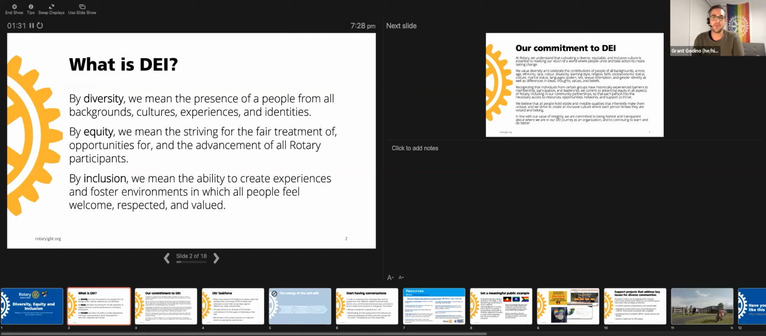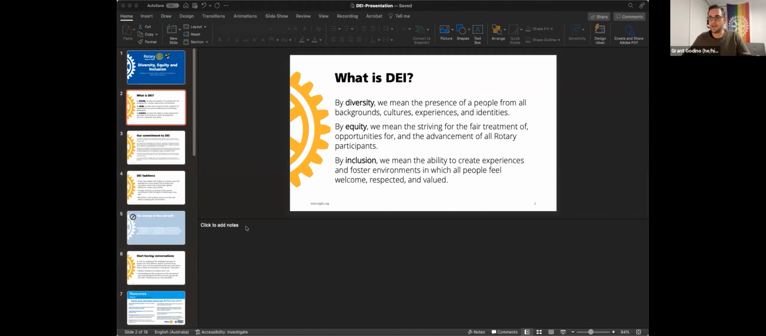By diversity, we mean the presence of all people from all backgrounds, cultures and identities. By equity, we mean the striving for fair treatment of opportunities for and the advancement of all Rotary participants. And by inclusion, we mean the ability to create experiences and foster environments in which all people will feel welcomed, respected and valued.